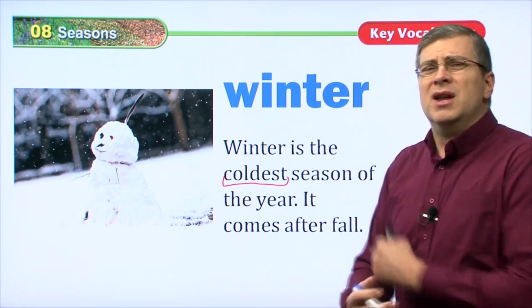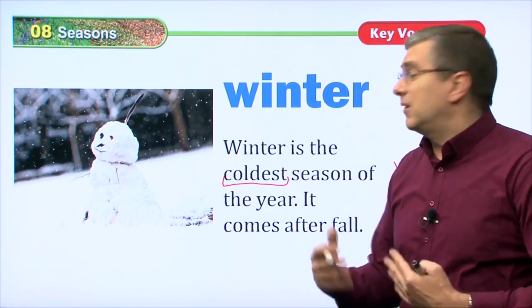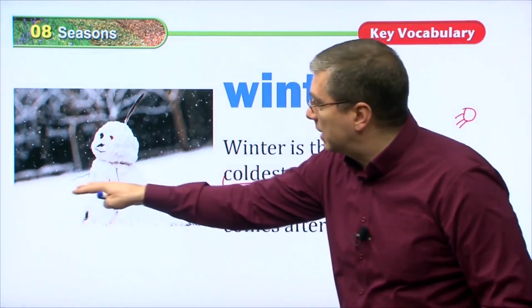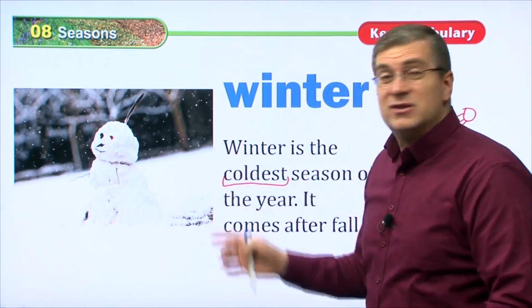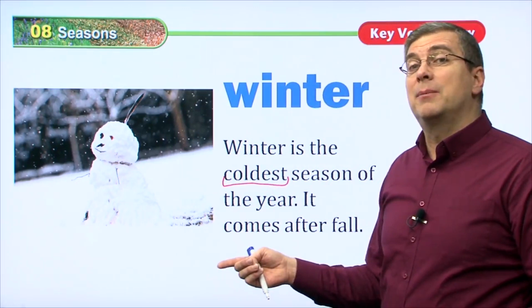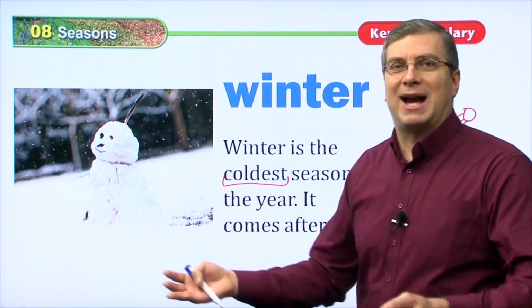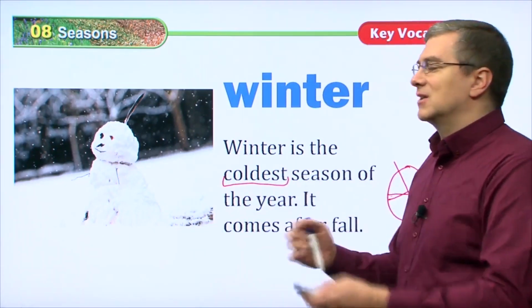It comes after fall. Very cold, and all the life dies, right? Most of the plant life dies or it just goes to sleep, really. Because, don't worry, after winter, what happens? Spring will come back, right? So it makes a cycle.